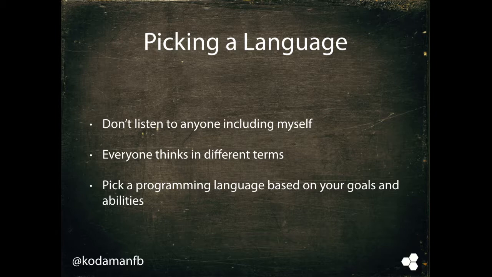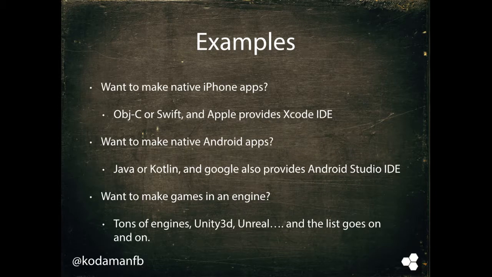So the biggest number one tip that I have is pick a programming language based on your goals and abilities. And we're going to take a look at some examples in the next slide. These are some of the examples that are very clear. If you want to make iPhone apps, there's no other way around it. You have to know Objective-C or Swift, and you have to learn how to use the Xcode IDE.